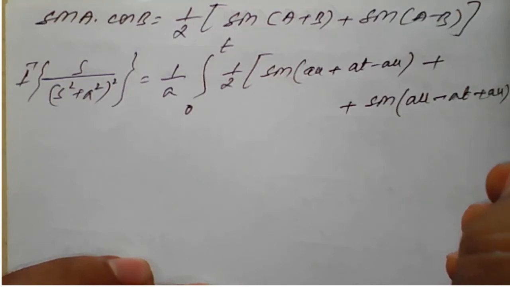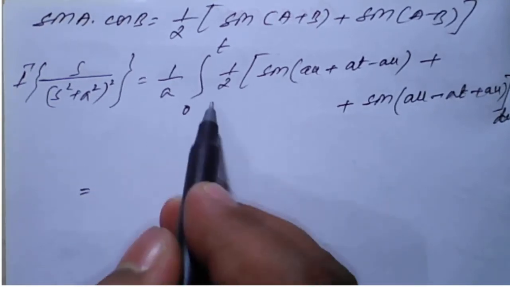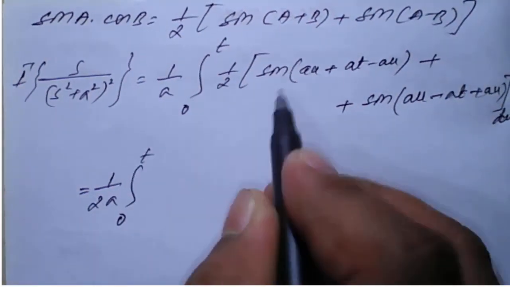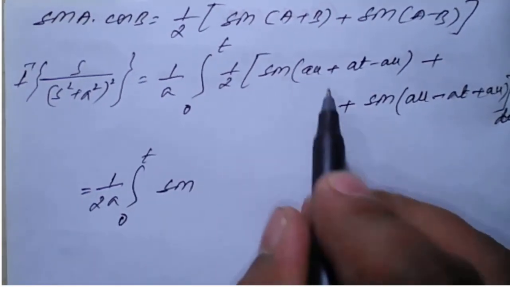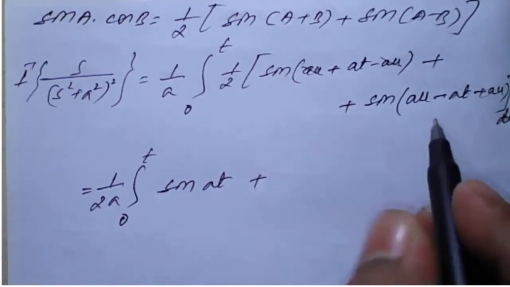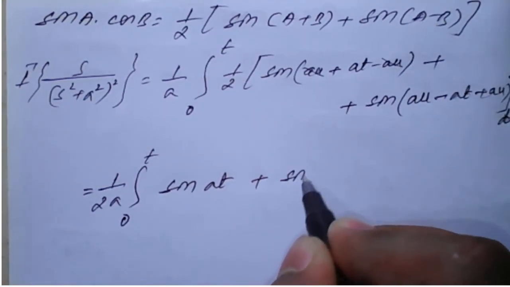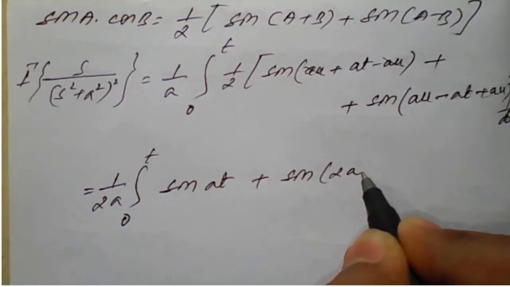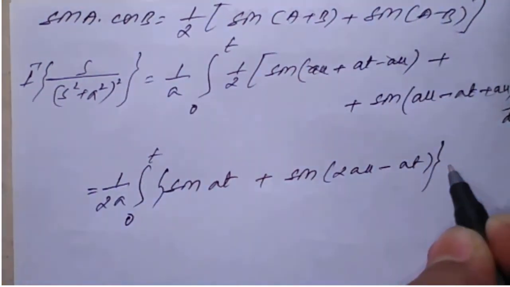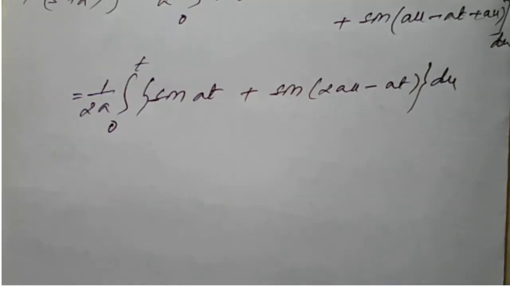So understand, and into du it will be. I will rewrite once again. 1 by 2 and 1 by a will be outside, so 1 by 2a integration 0 to t of sine of au plus at minus au cancels, we get only at, plus here au plus au becomes 2au minus at into du. Once we get this, we need to integrate first.